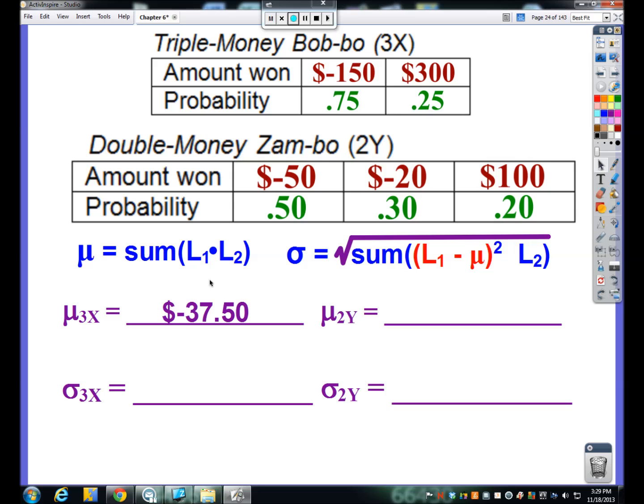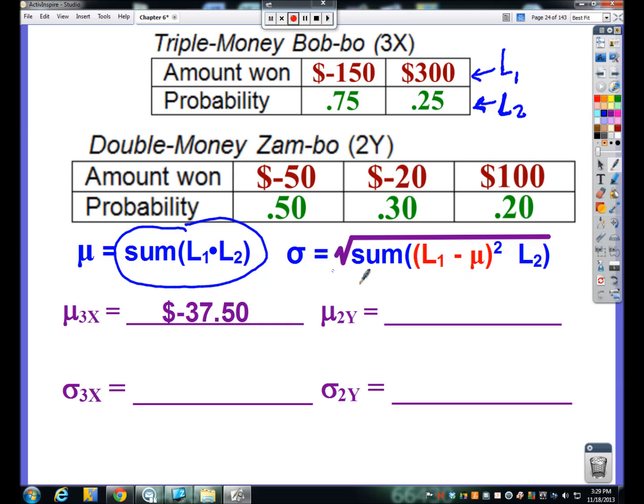All right, so now if we were to look at the mean and the standard deviation of our triple and double games here, if we put in list 1 our triple money Babbo values and list 2 still the probabilities of 75 and 25, and do sum of L1 times L2, with this command right here, we'll get a mean of negative $37.50.